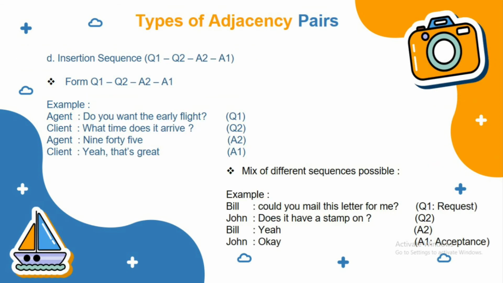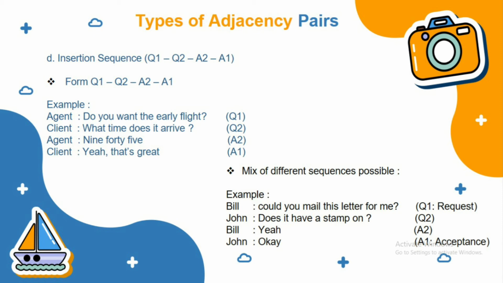Key 1, key 2, A2, A1. It divides into two types, using the form key 1, key 2, A2, A1, and a mix of different sequences. For example, the form key 1, key 2, A2, A1: Agent: do you want the early flight? As key 1. Client: what time does it arrive? As key 2. Then agent: 9:45, as A2. Client: yeah, that's great, as A1.